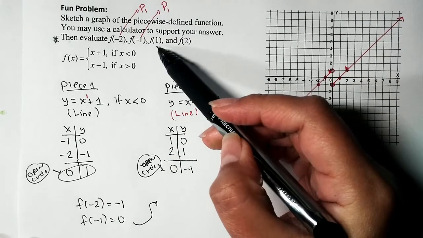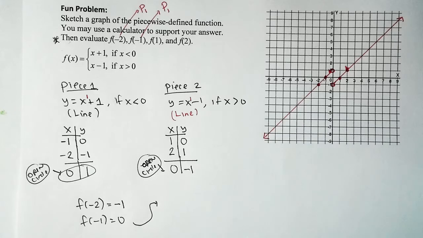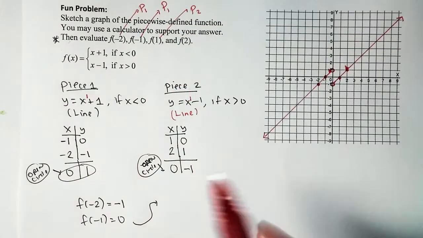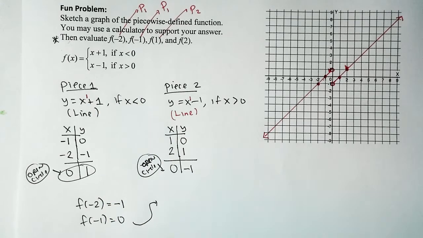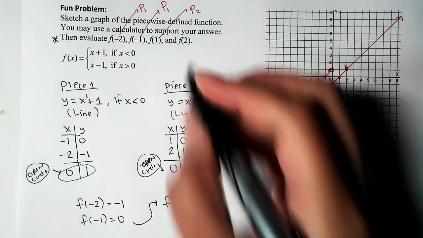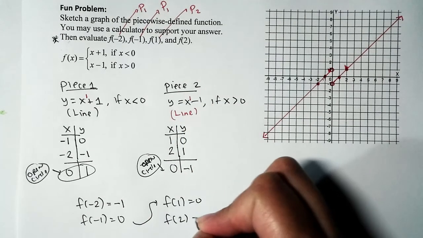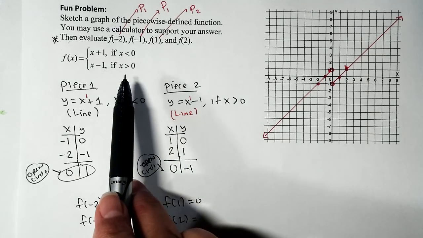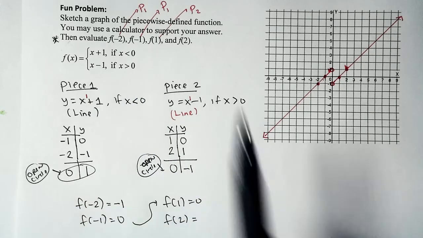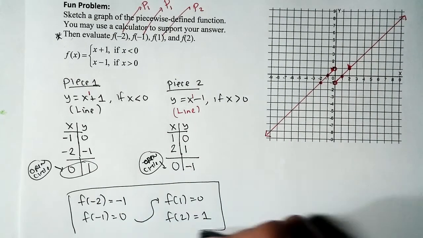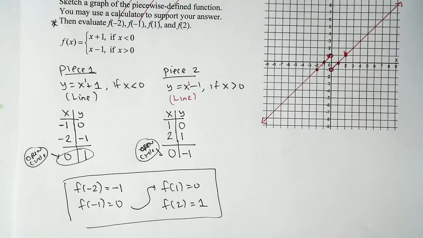F of 1. 1 is in the domain of the second piece, so let me go ahead and write my made up abbreviation, piece 2. 1 minus 1 is 0, so we have f of 1 is 0. F of 2, let's see which domain it is. 2 is in the domain of the second piece, so when x is 2, 2 minus 1 is 1. All right, so we graphed this bad boy. We graphed the piecewise defined function. We evaluated the function at those 4 values, and we're good.